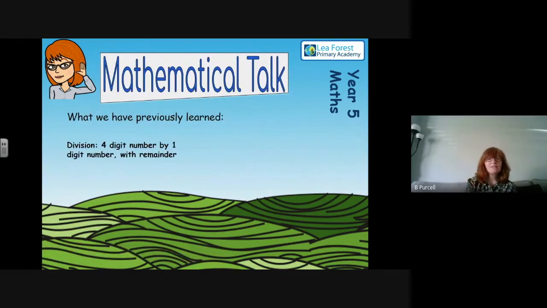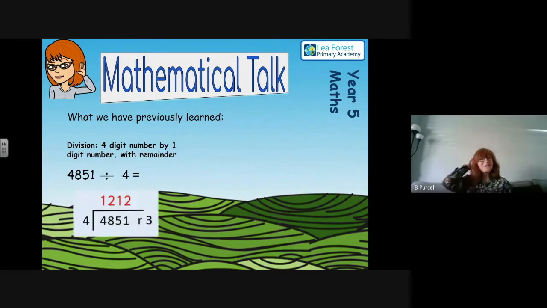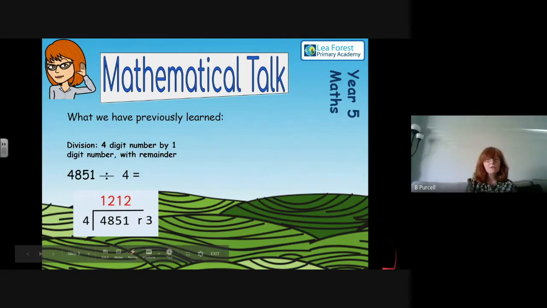We also learned division, 4-digit number by 1-digit number with a remainder. And let's hope I got this one the right way round. Oh, it seems like I did. 4,851 divided by 4. Okay, so again, those same steps. 4 divided by 4 is 1. We do not have a remainder because it fits in completely. 8 divided by 4 is 2. Again, no remainder. 5 divided by 4 is 1, and we should have a remainder of 1.